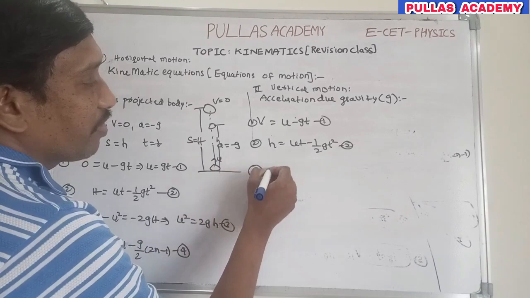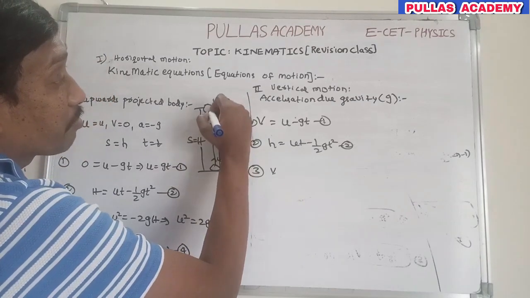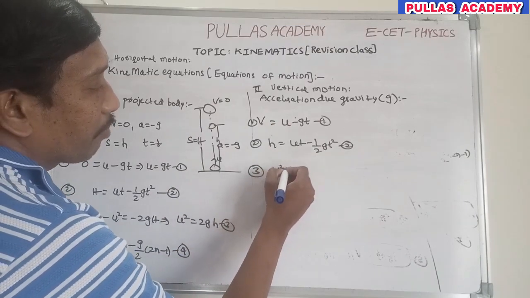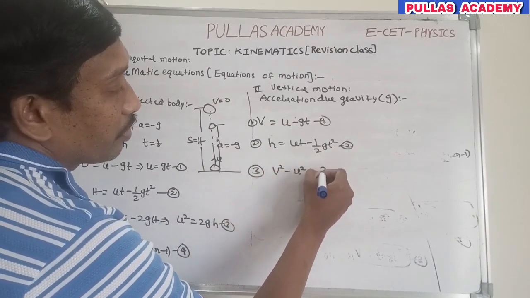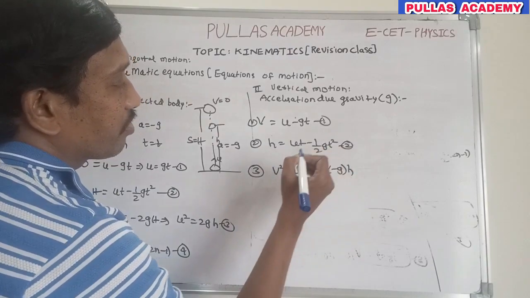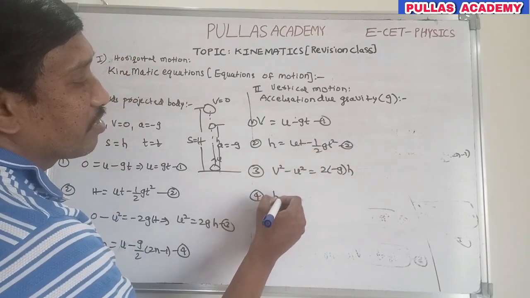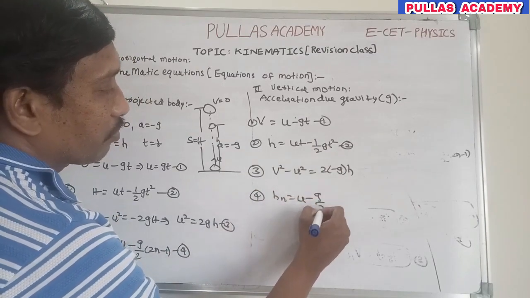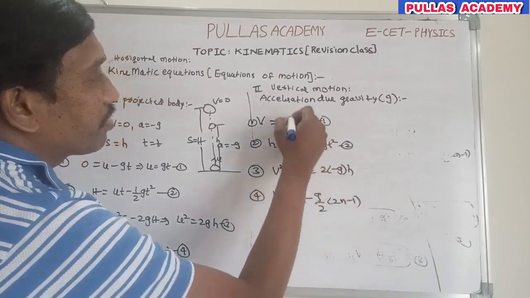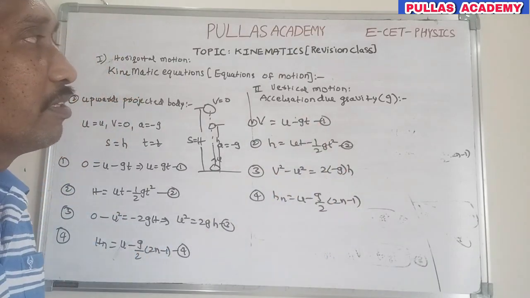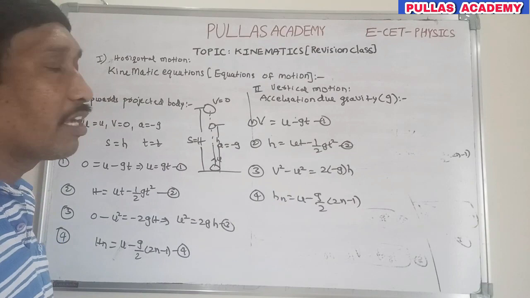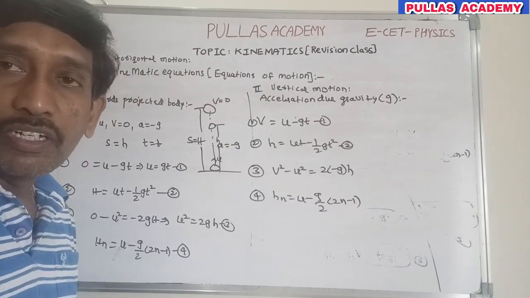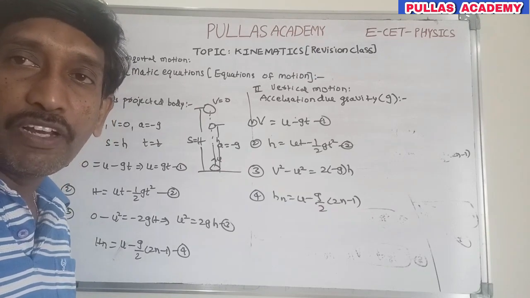Next, the third equation. v is not 0 here, because velocity is 0 only when it reaches the maximum height. Otherwise, at a particular instant of position, v square minus u square is equal to 2 into minus g into small h. That's the formula. Next, hn is equal to u minus g by 2 into 2n minus 1. So these are the four kinematic equations for a vertically upwards projected body and for a freely falling body.